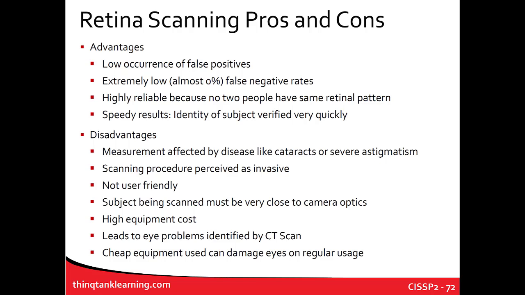Disadvantages: conditions like cataracts, astigmatisms, retinal disorders. Those can distort the scan results. Scanning is perceived as a little bit invasive because it requires close proximity to the optics, which is not ideal for a casual environment or a high volume use case. And specialized infrared imaging equipment can be really expensive. There's also health and safety concerns. Poor quality devices could actually cause damage or eye strain or headaches or whatever it might be. Okay?